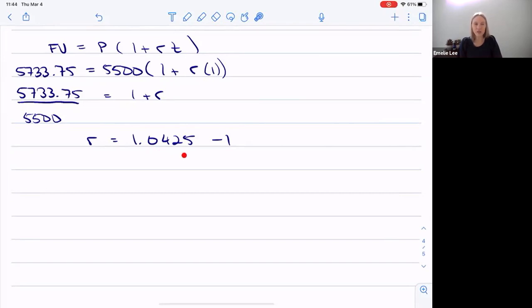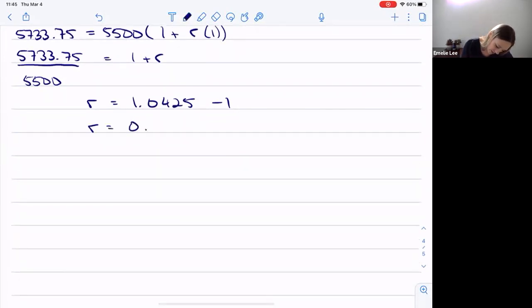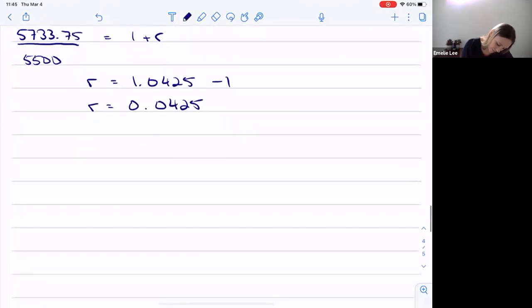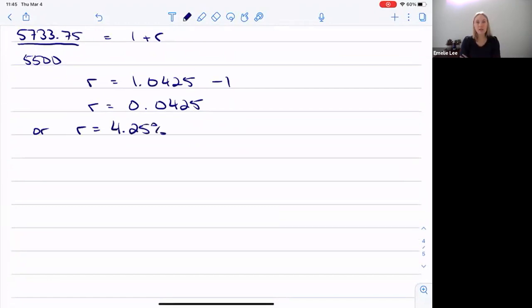One thing you want to make sure of is that we're used to seeing interest rates from 1%, 2%, 4%, 7%, maybe up to 20%. It depends on the problem, but you want to make sure that your answer makes sense. So 1.0425 minus 1, of course, puts me at a rate of 0.0425, or a rate of 4.25%, which seems perfectly reasonable to me.